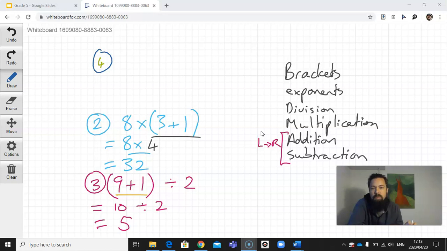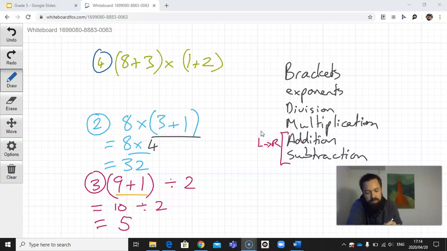Number 4. I'm rubbing the top one out so that we can make space and you can still see the order of operations on the right. 8 plus 3 times 1 plus 2. We did an example of one of these last time, but we didn't include it in our homework. So I'm going to keep doing one step at a time, just so that we don't make any mistakes. 8 plus 3 is 11.